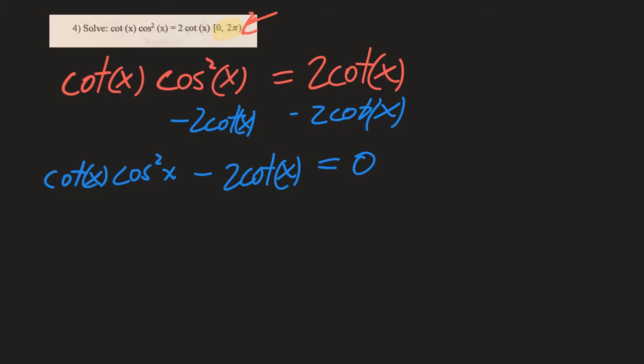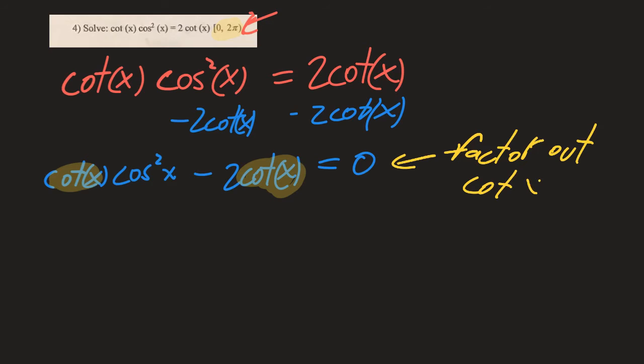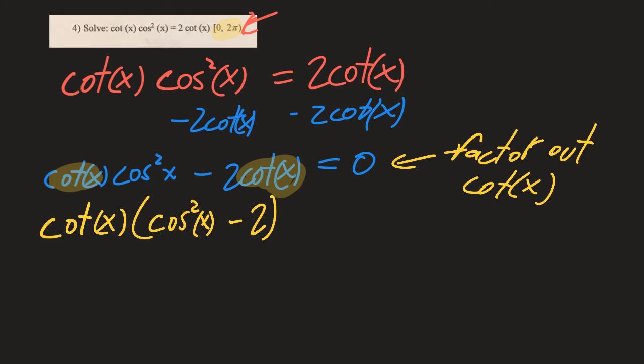Now, I notice each of my terms has this cotangent x. So I'm going to just take a second and try to pull that out. We're going to do that by factoring out. So if you can, go ahead and factor out that cotangent x and see what you get. Cotangent x, and I've got cosine squared x left over there, and minus 2 inside, and that is going to be equal to 0. Okay.